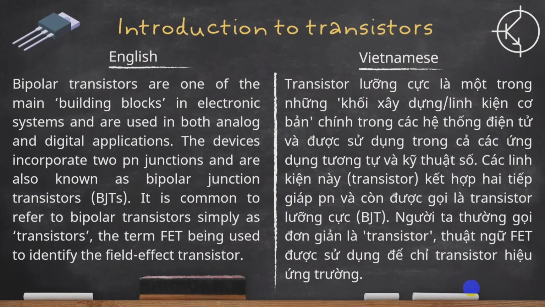Bipolar transistors are one of the main building blocks in electronic systems and are used in both analog and digital applications. The devices incorporate two p-n junctions and are also known as bipolar junction transistors, BJTs. It is common to refer to bipolar transistors simply as transistors, the term FET being used to identify the field effect transistor.